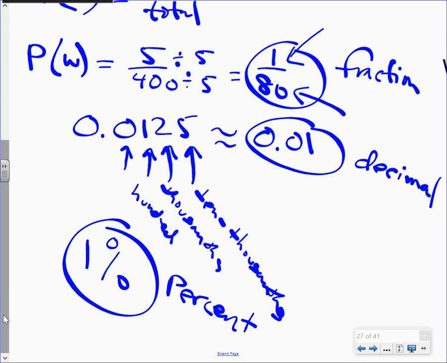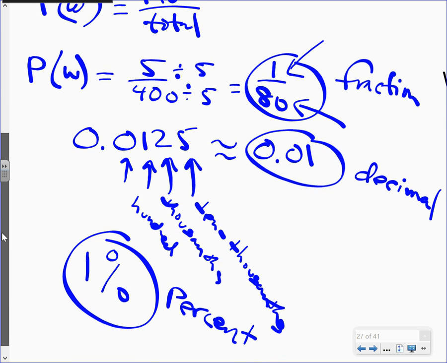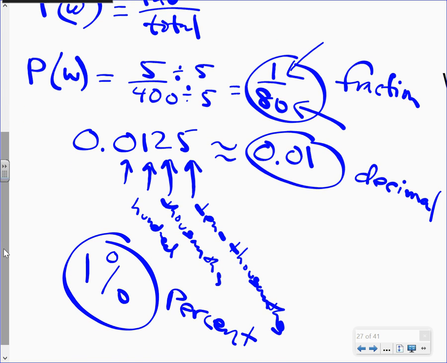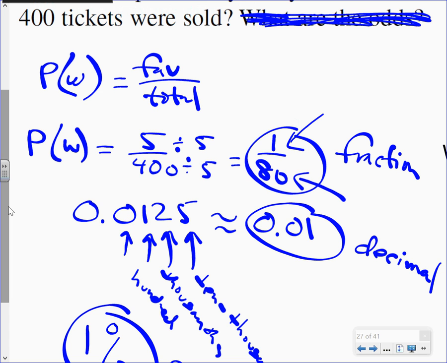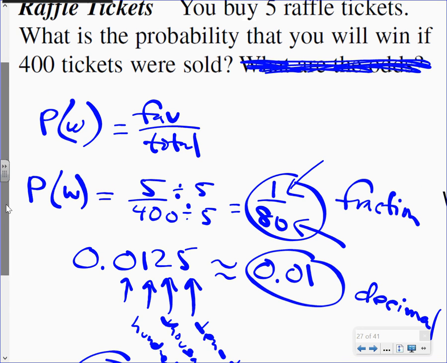Tenths, hundredths, what does percent mean? It means out of 100. So just take that number and put it over 100. So it's 1%. So here's you winning the raffle as a percentage. You got a 1% chance. You win the raffle as a decimal, still 1%. It's 1 out of 100, or 125 out of 10,000. And then as a fraction, 1 out of 80.